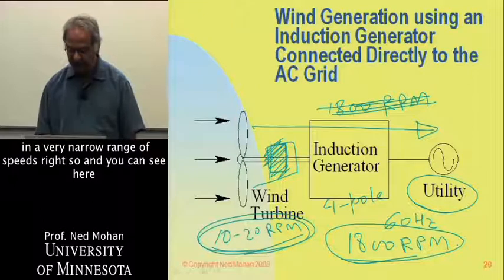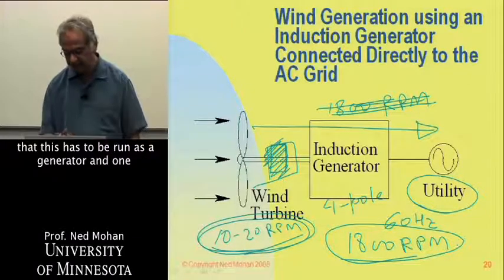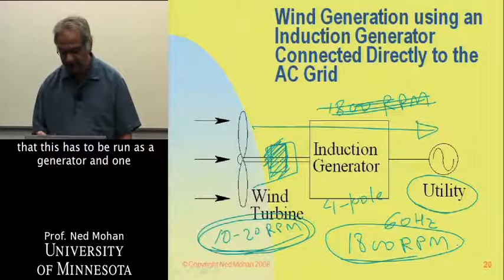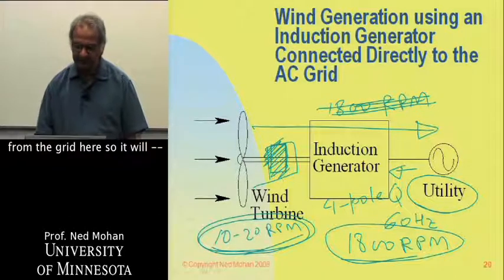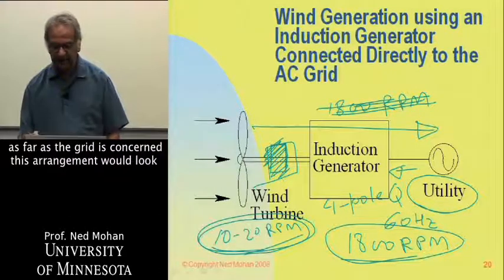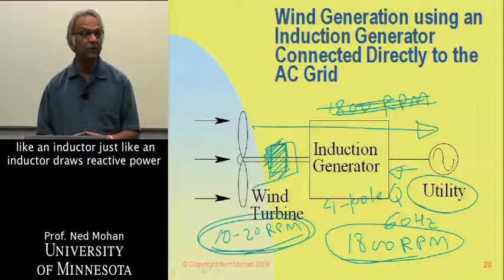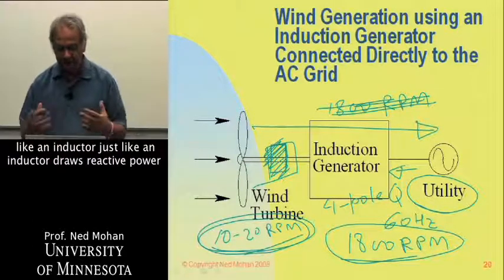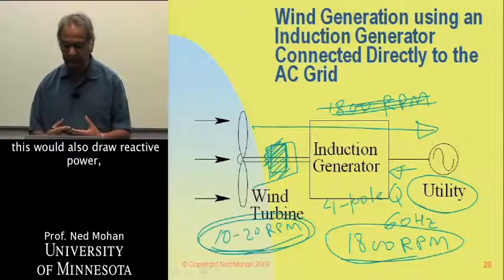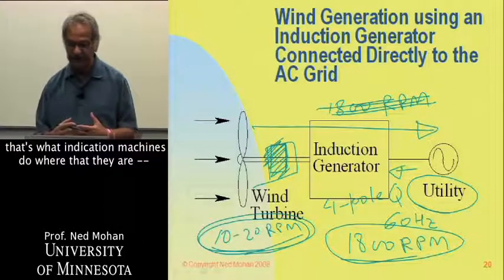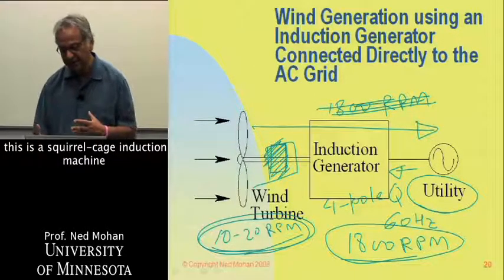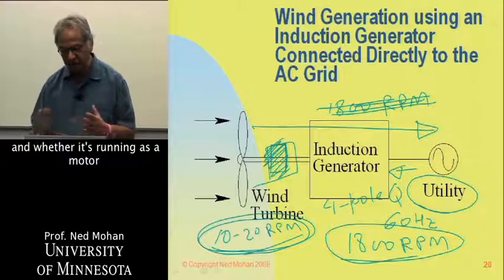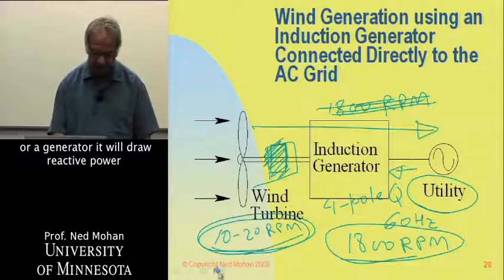So, you can see here that this has to be run as a generator, and one of the drawbacks of this system is that this would always consume reactive power from the grid. As far as the grid is concerned, this arrangement would look like an inductor. Just like an inductor draws reactive power, this would also draw reactive power, because that's what induction machines do. This is a squirrel cage induction machine, and whether it's running as a motor or a generator, it will draw reactive power.